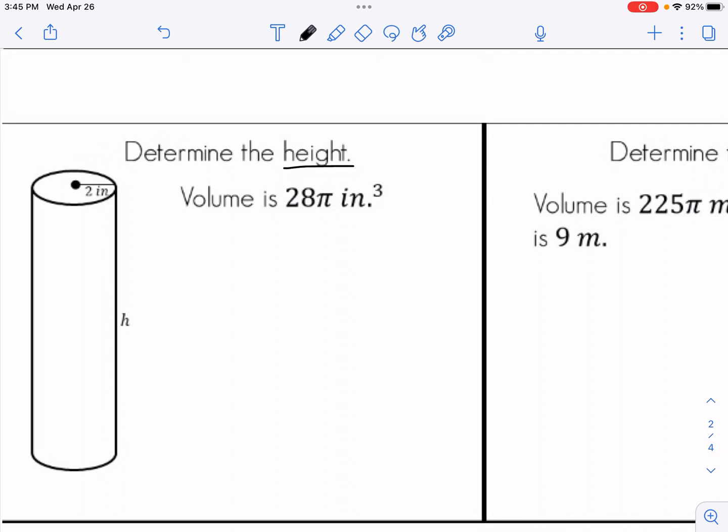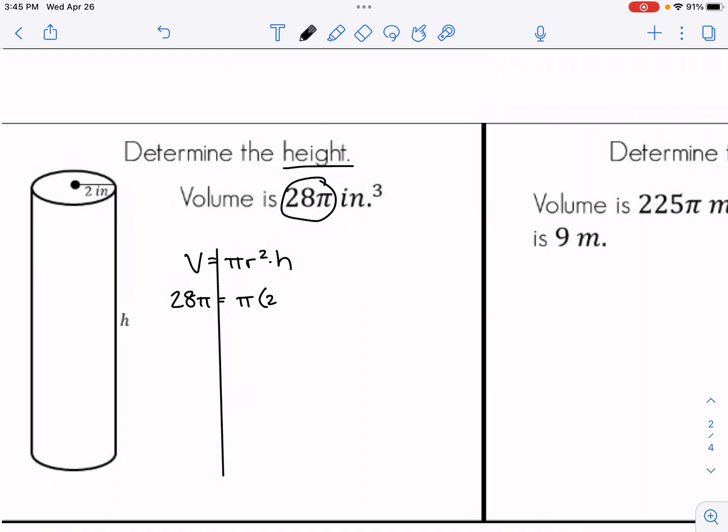Whenever you start a problem like this, I always want you to rewrite the formula and then plug in where we know. So we know that the volume is 28 pi. They didn't multiply by 3.14, so let's keep that, 28 pi. Actually, I'll draw a line down the equal sign so we're more organized. We'll keep pi here. We do know what the radius is, which is 2 inches. And we don't know what the height is, so we need to solve for that.